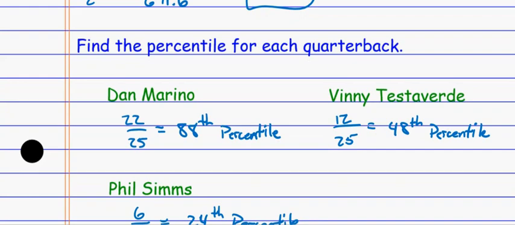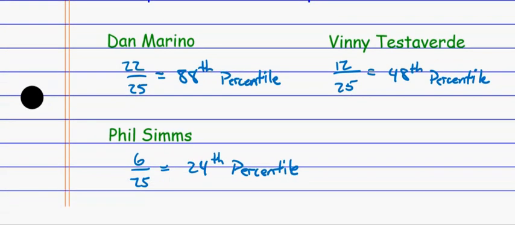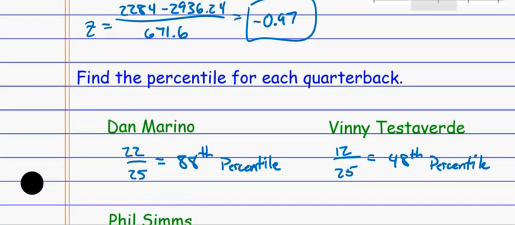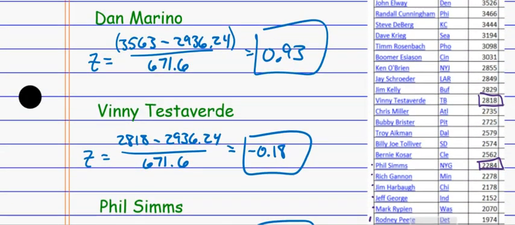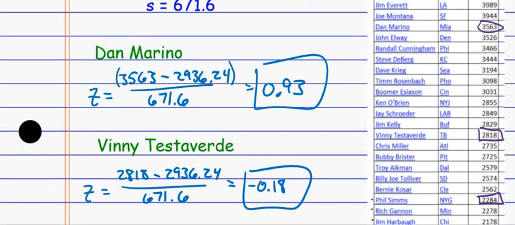Okay. But again, thinking about where we were predicting these values, Dan Marino's the 88th percentile. And again, when we talk about percentiles, the 50th percentile is average, essentially. That's where the median would be. So the 88th percentile, yeah, is fairly well above average. And that's what we predicted in terms of the z-score. It's just measuring in a slightly different way.